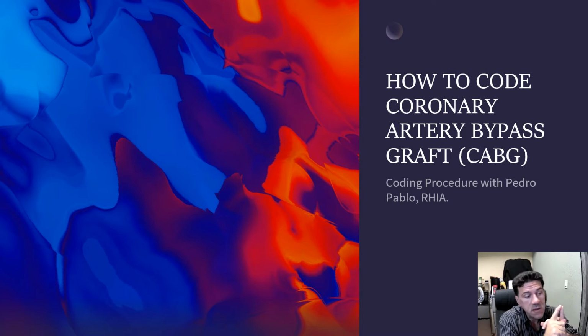The qualifier specifies the vessel the bypass is from. In this case, it is the aorta, right? The bypass is from the aorta to the coronary arteries, right? So having this point clear, let's go to the operative report and I'm going to explain to you how to code this CABG.